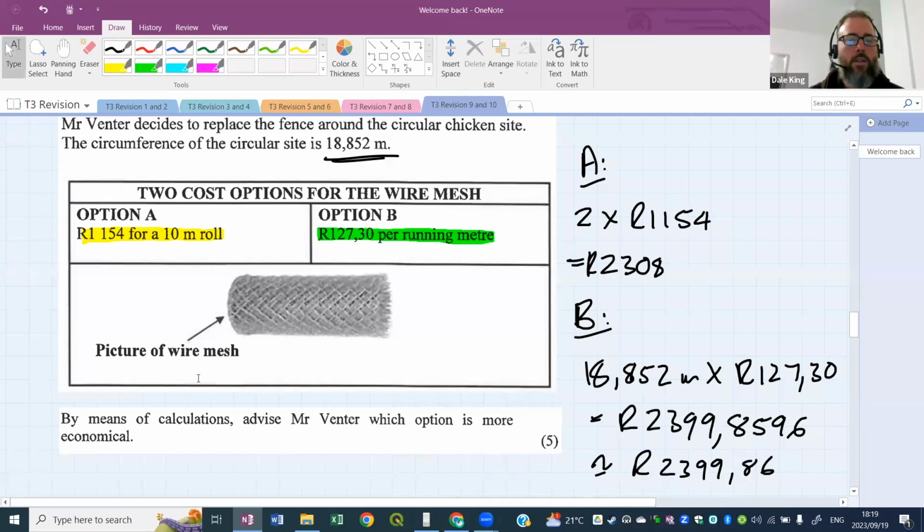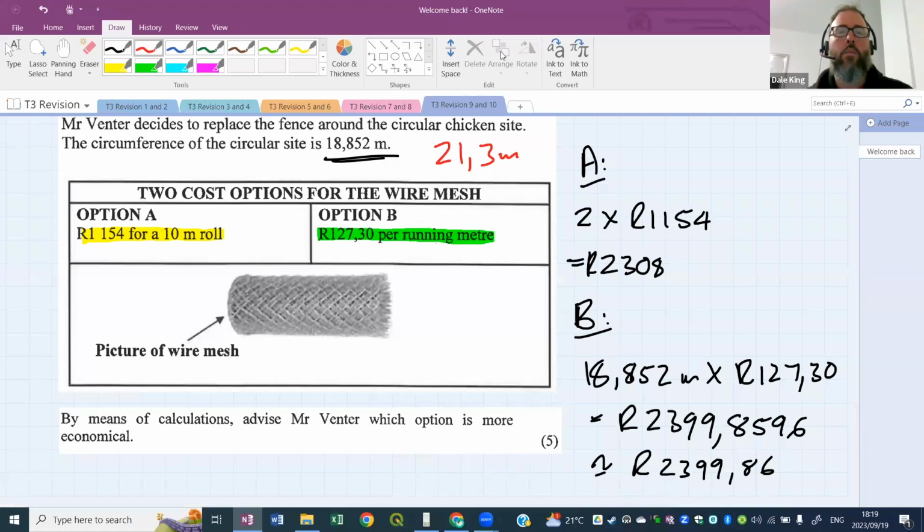So the question says, by means of calculations, advise Mr. Fenter which option is more economical. So which one is more economical, Emmanuel? Option A, sir. In this scenario, option A will be better. Now, it could change if this wasn't 18.8. If this was like 21.3 meters, he would have to buy 3 rolls and have a lot of extra, and then maybe option B would be better. But right now, we're sitting with 18.8 meters that he needs. Buying the 2 10-meter rolls is better for him.